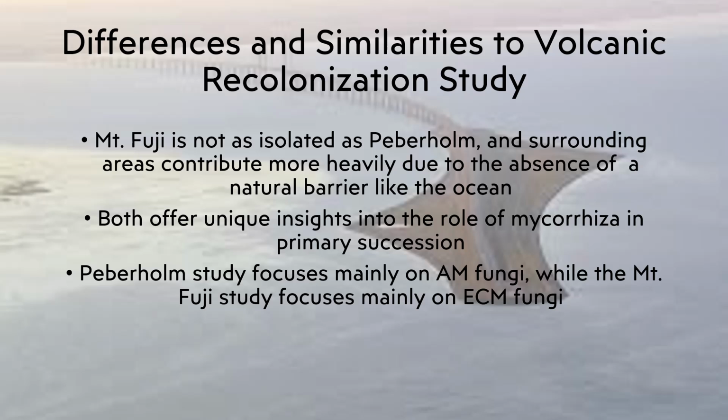Both studies offer unique insights into the role of mycorrhiza in primary succession, albeit they do it a little bit differently, but they both do. The Peberholm study focuses mainly on AM fungi, while the Mount Fuji study focuses mainly on the ECM fungi. So while there's not too much difference between them, they are focused on slightly different types.